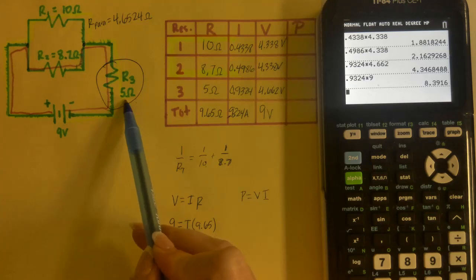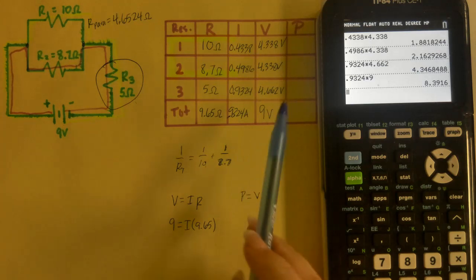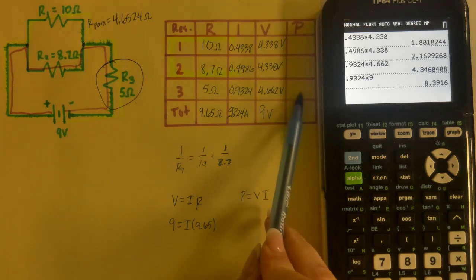So anyway, your power for this one would be the largest. Again, that's the 4.3468, and that therefore would also be brightest.